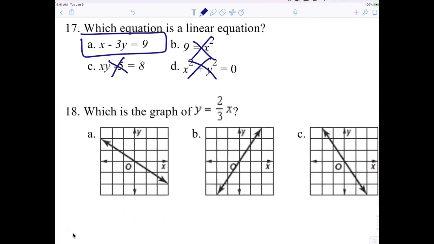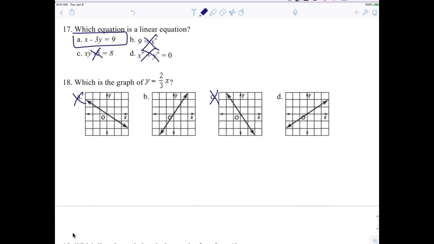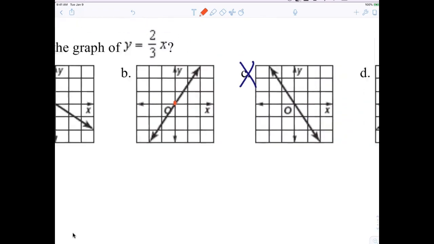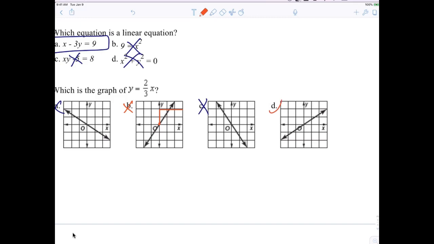All right, now we're looking at 18. The slope is positive. Do you agree? So I know it can't be what? Very good. That's what I need you to be able to do. Now, the y-intercept is 0. So let's find the y-intercept for B is 0. Now, they want a slope of 2/3, which means I would have to go up 2 and over 3. So it's not B. So the correct answer has to be what? D. Up 2 over 3.